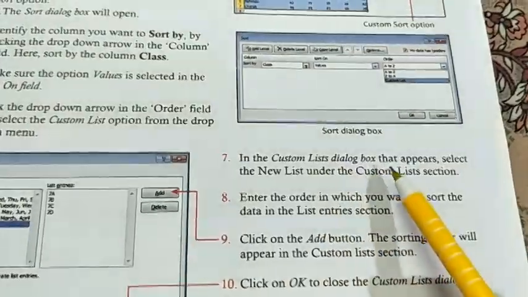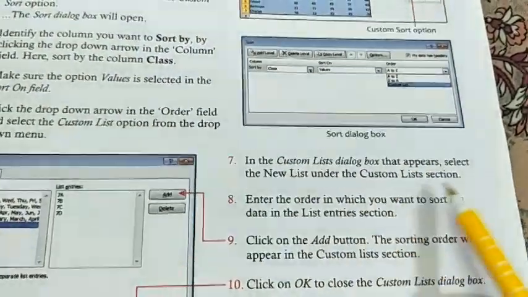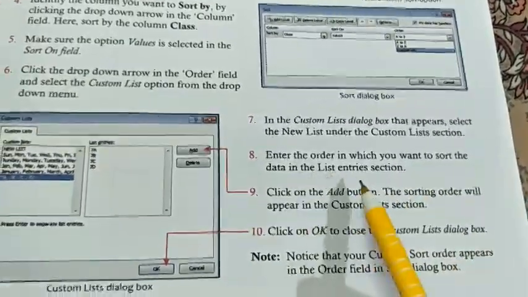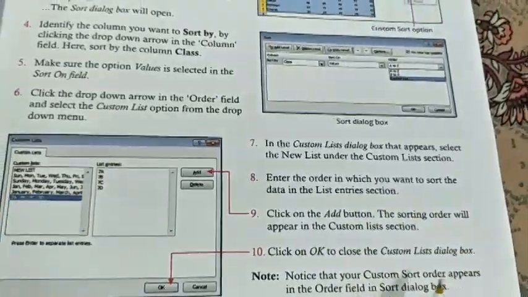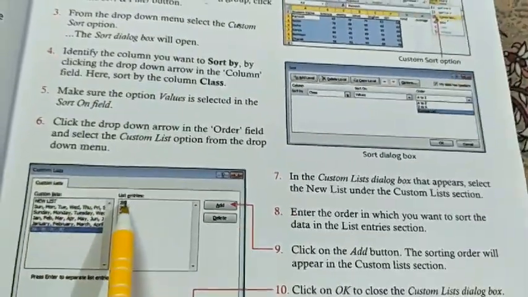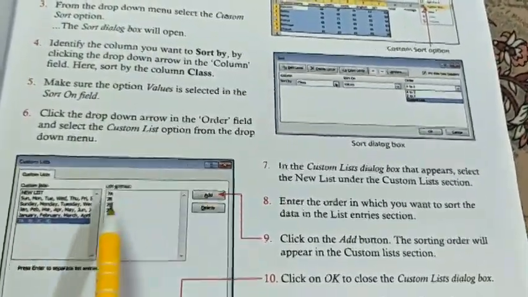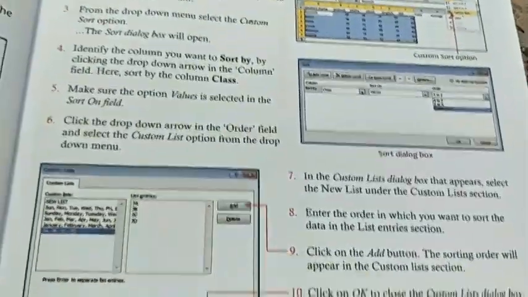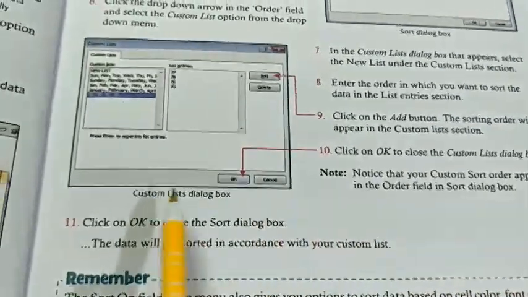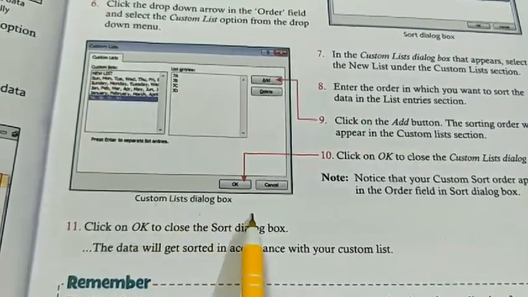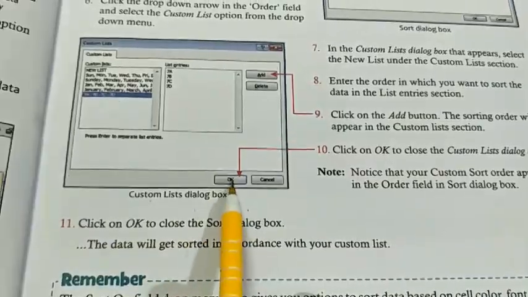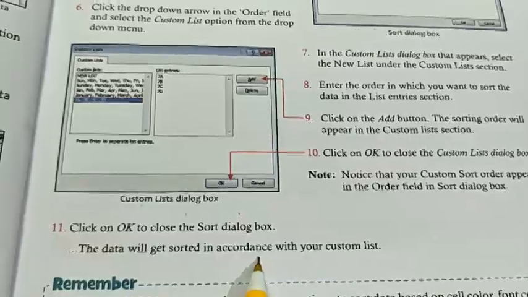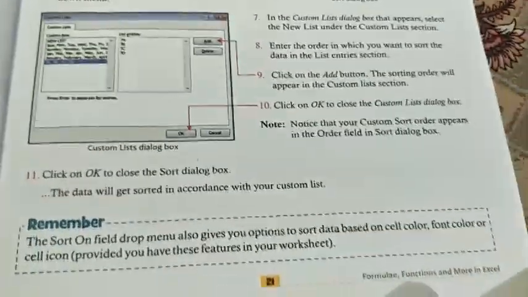In the custom list dialog box that appears, select the new list under the custom list selection. Enter the order in which you want to sort the data in the list entries. Okay, how? Like that. First you will select 7th A, then add, 7th B, then add, 7th C, then add, and 7th D, then add, and the list will be added here. Okay, that is called the custom list dialog box. After that, click on OK button, then click on the OK button, then data will get sorted in accordance with your custom list.